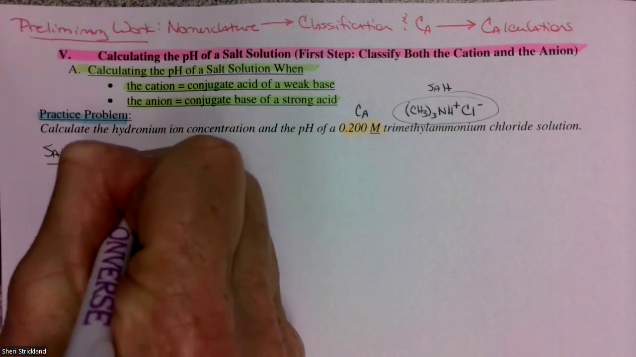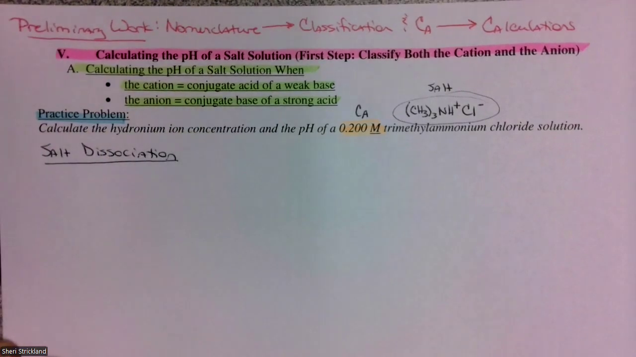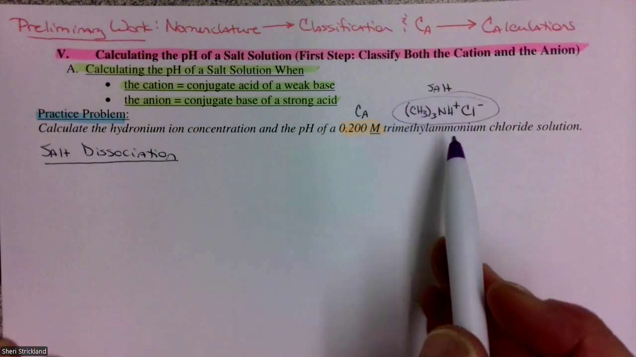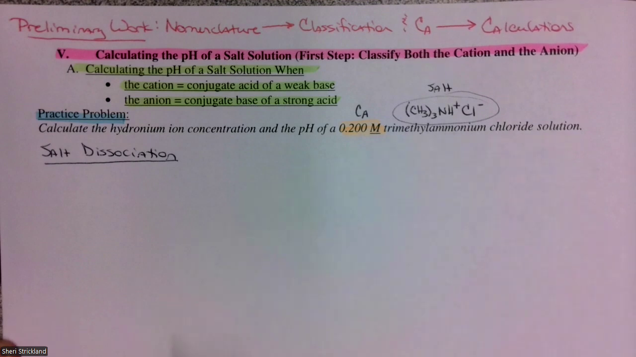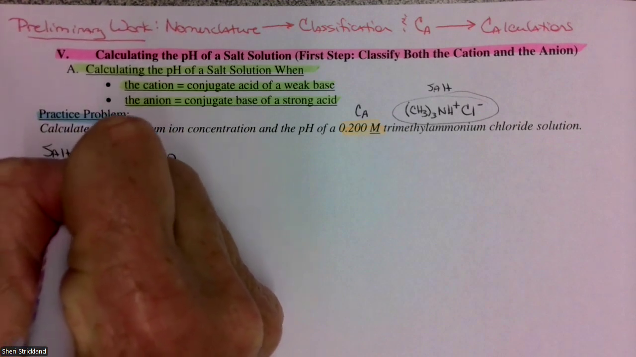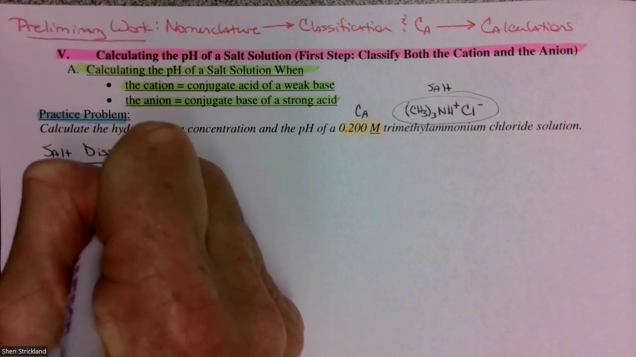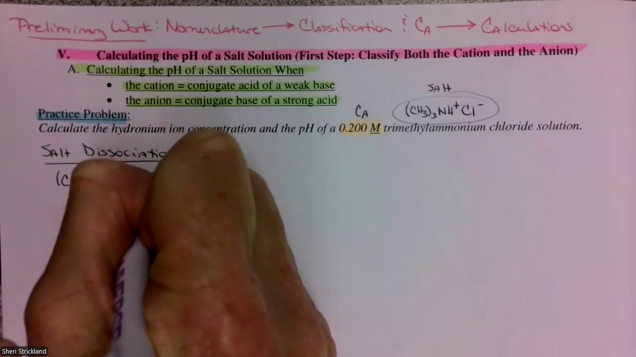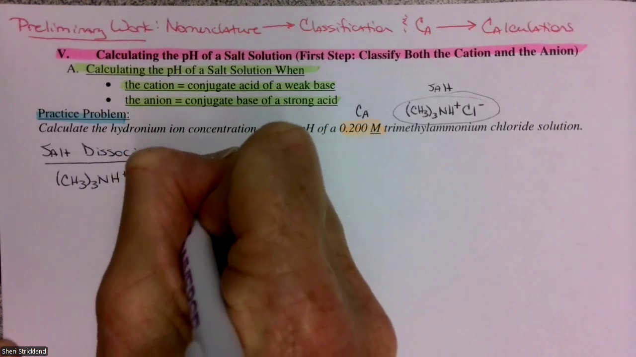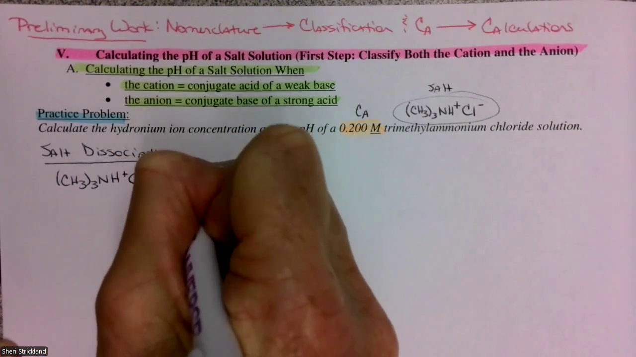And with some salts, it's just the cation, and some it's just the anion, and some it's both, and some it's neither. So we're going to do two salts, one this time and one in the next video, one that focuses on the cation and one that focuses on the anion. So let me show you what I mean. So we've got our salt here, the trimethylammonium chloride. And when you put a salt in water, to whatever extent it dissolves, it dissociates.